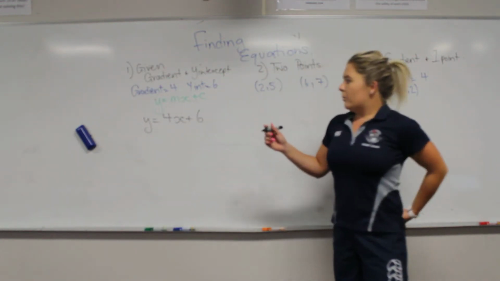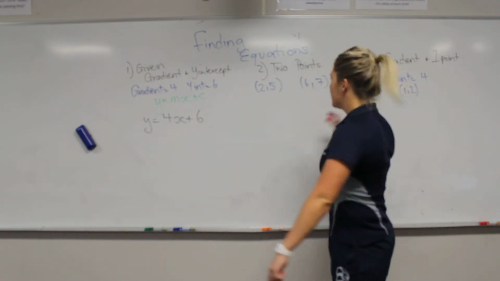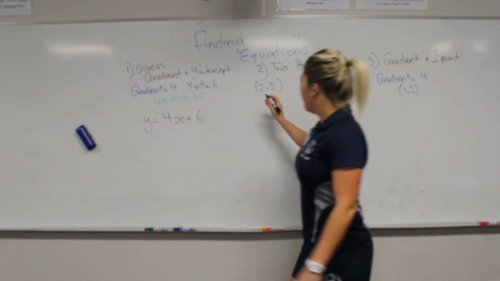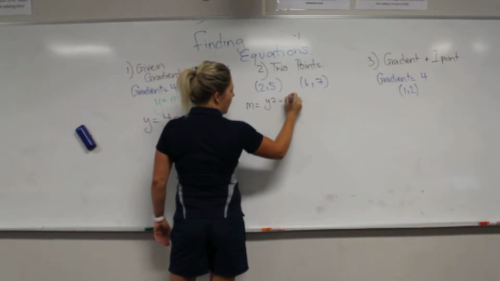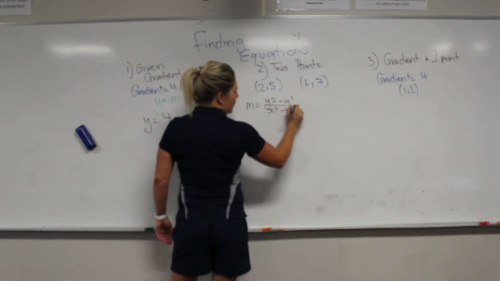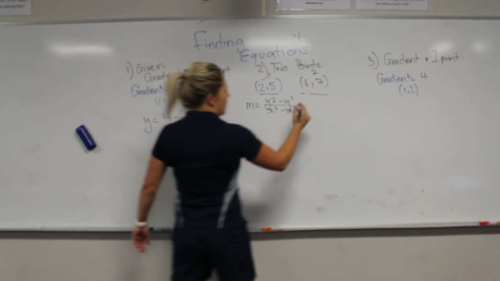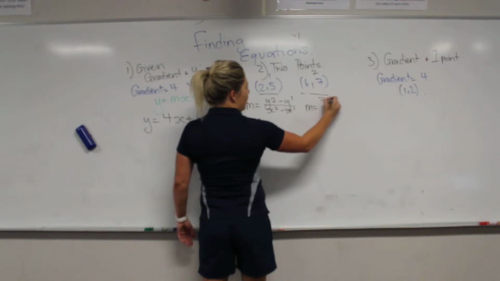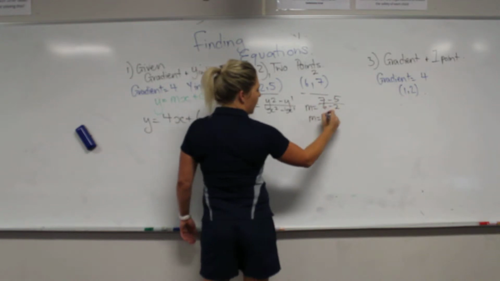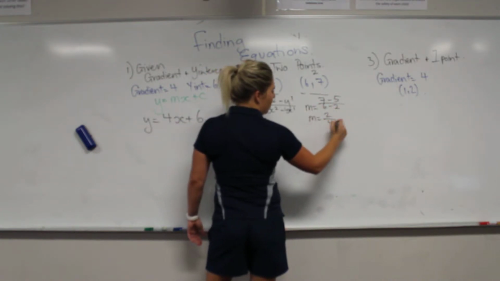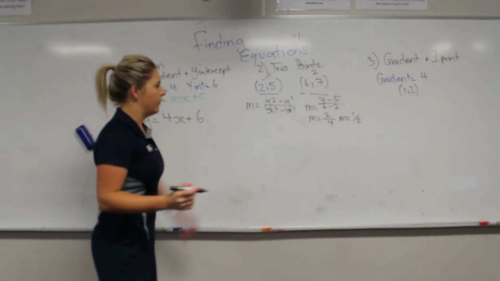This one here gets a little bit more tricky because we do not know the gradient or the y-intercept, so we need to find both of these. The first one you are going to do, you are going to find your gradient. So the formula is m equals y2 minus y1 over x2 minus x1. We're going to call this point 1, call this point 2. So once we've substituted that in, I have 7 minus 5 over 6 minus 2. M equals 7 minus 5 is 2, 6 minus 2 is 4, m equals a half. Great work, I've made a fraction.